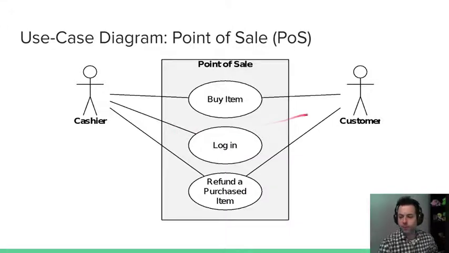What else do we see in here? The customer interacts with buying an item. The customer can refund an item. The customer does not log in. Obviously, this is different now that there's a membership for each and every store in the world, but the cashier logs into the system, the customer doesn't.